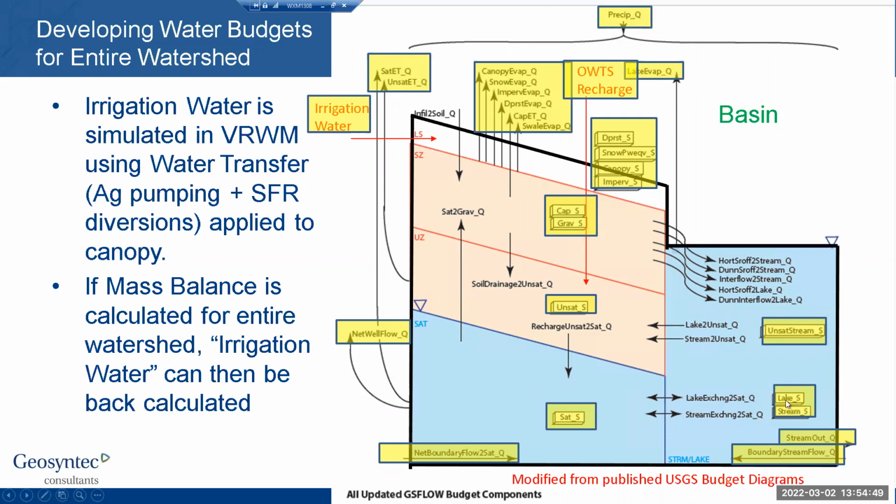So when we calculated the water budget for the entire watershed, as I mentioned, we ended up with a negative mass balance. When we assume that the mass balance error is 0, that's the only unknown now, and that's how we calculated the irrigation water. Irrigation is simulated in the Ventura River watershed model using the water transfer module. It's a new module, not in the original GSFlow documentation. It's separate documentation, I think published in 2017. It was not available in the original GSFlow, and it allows moving water from one location to another. We back calculated this irrigation water by looking at the basin budget, or the watershed budget.